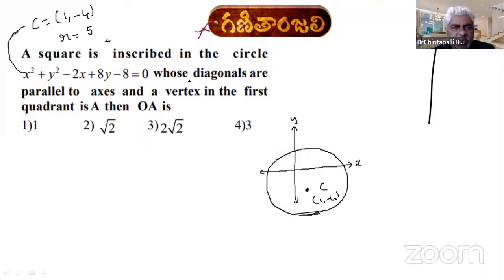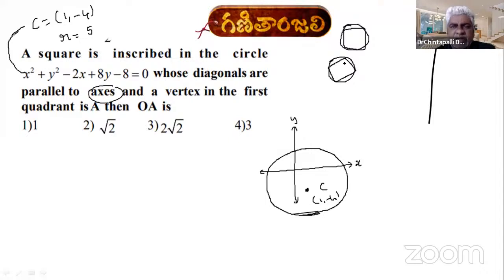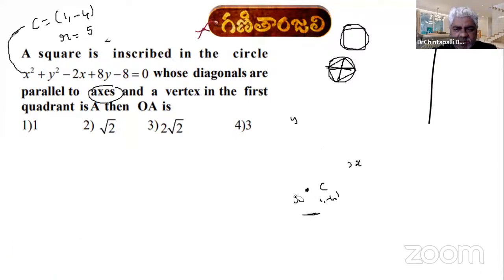And a square is inscribed in a circle whose diagonals are parallel to the x-axis. That means there is a square inscribed in a circle. Look, this is a circle and a square is inscribed in it. But how should it be? Parallel to the axis. Should we take the first diagram or the second diagram? The second diagram. Why? The diagonals should be parallel to x. So this circle is not enough, we need to draw a bigger circle.